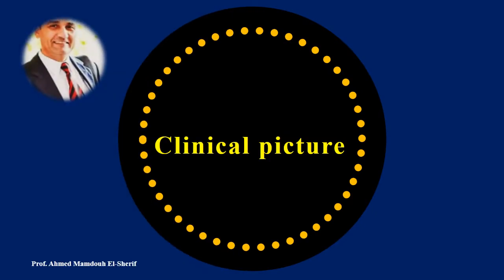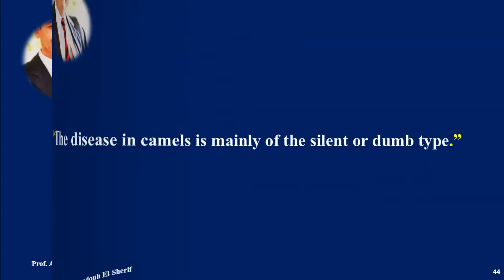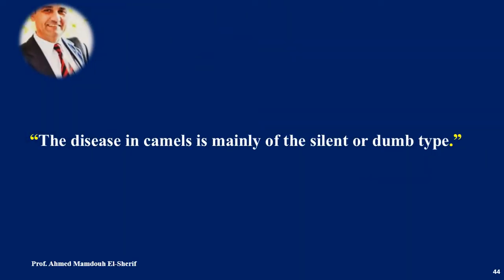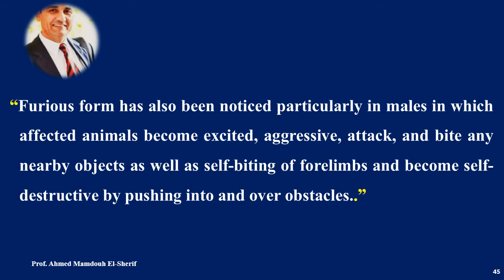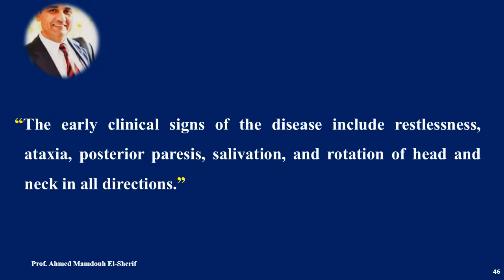Clinical picture of rabies in family Camelidae. Rabies disease in camels is mainly of the silent or dumb type. Furious form has also been noticed, particularly in males, in which affected animals become excited, aggressive, attack and bite any nearby objects, as well as self-biting of forelimbs, and become self-destructive by pushing into and over obstacles. The early clinical signs of the disease include restlessness, ataxia, posterior paresis, salivation, and rotation of head and neck in all directions.